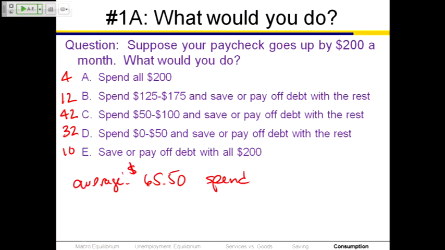Notice that doesn't mean that everybody in the room would spend $65.50. Some of you are spending all $200. Some of you are using it all to pay off debt or to save. But the aggregate effect of the economy as a whole is an increase in spending of $65.50.